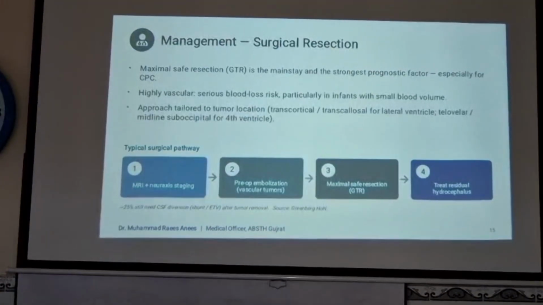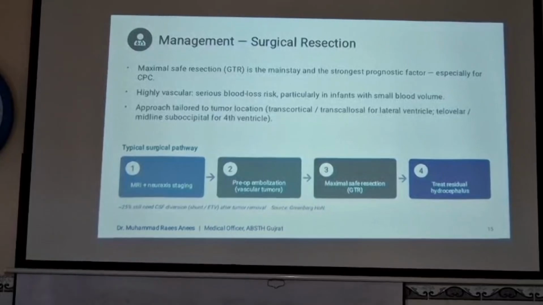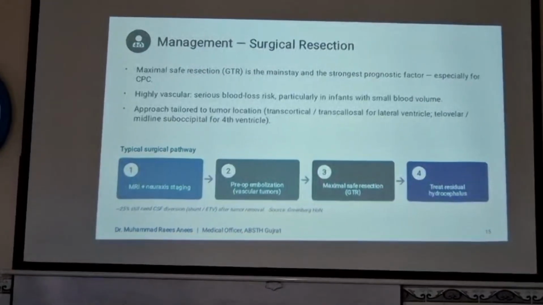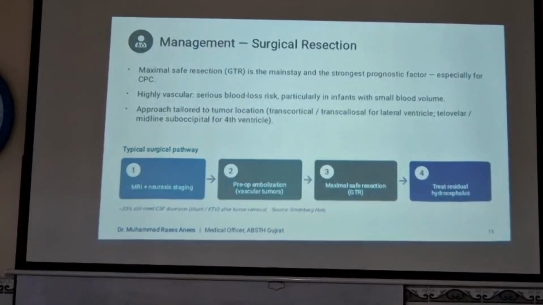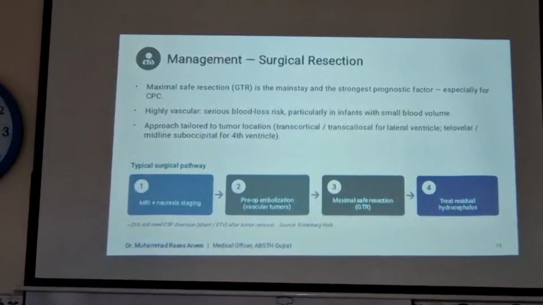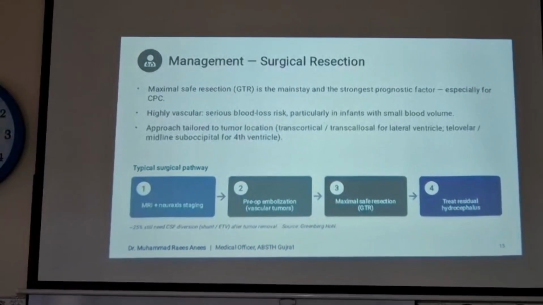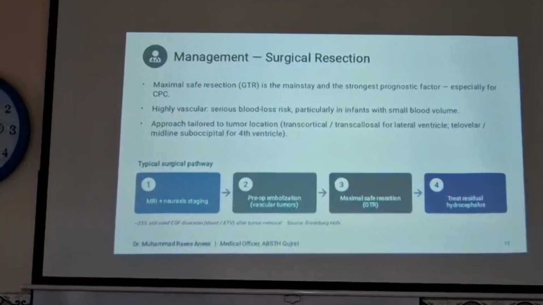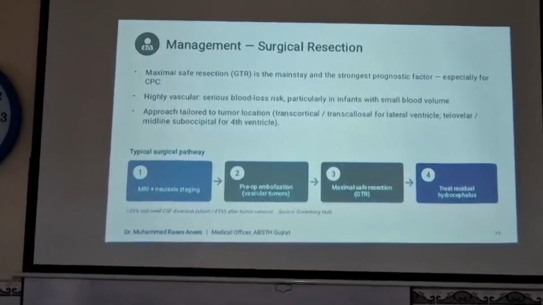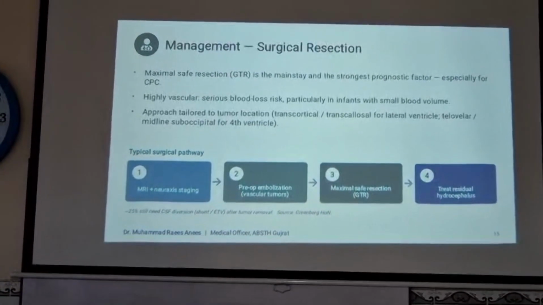The management strategy: maximum safe resection is the mainstay and the strongest prognostic factor, especially for choroid plexus carcinoma. These tumors are highly vascular, so serious blood loss risk is very common in infants. The approach is tailored to the tumor location: in a case of lateral ventricle, we go for the transcortical or transcallosal approach, and in a case of the fourth ventricle, we go for the telovelar or midline suboccipital approach.